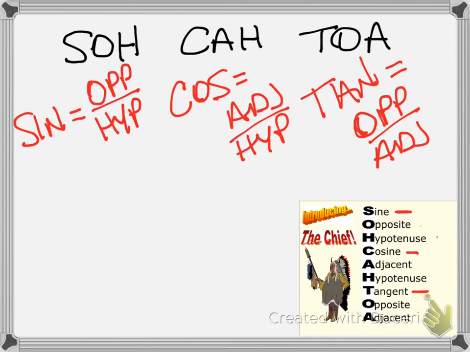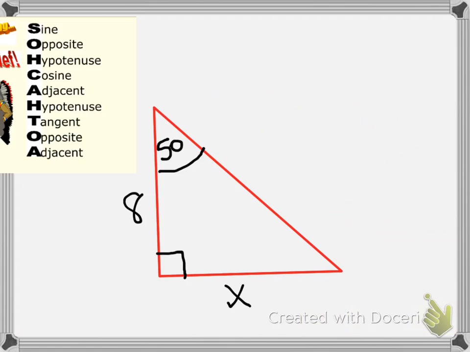over adjacent. So we've got three trigonometric ratios that we need to know. And those are sine, cosine, and tangent. And SOHCAHTOA helps us remember what they mean or how we can figure them out. Sine is equal to opposite over hypotenuse, cosine is equal to adjacent over hypotenuse, and tangent is equal to opposite over adjacent. So let's look at this example here.